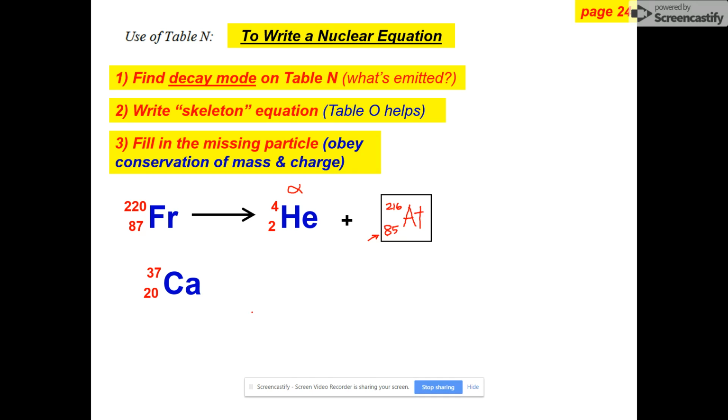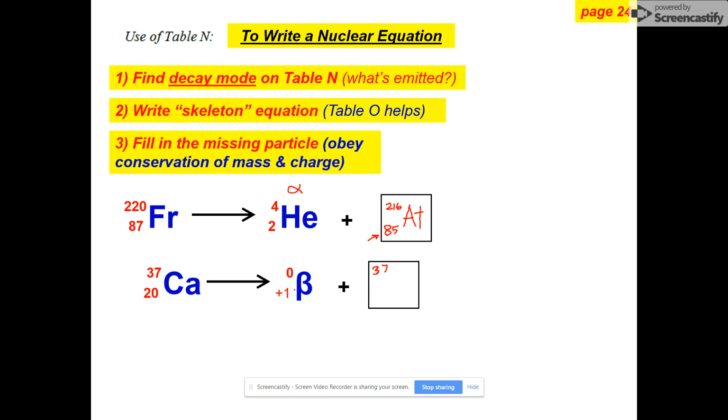It's 3 down, okay? So calcium 37 goes through positron decay because there's a beta plus in the decay mode column. So what that means is calcium will break into a beta particle plus something else, okay? So since beta particles have no mass, whatever is left here will have a mass of 37 because 37 plus 0 has to equal 37.